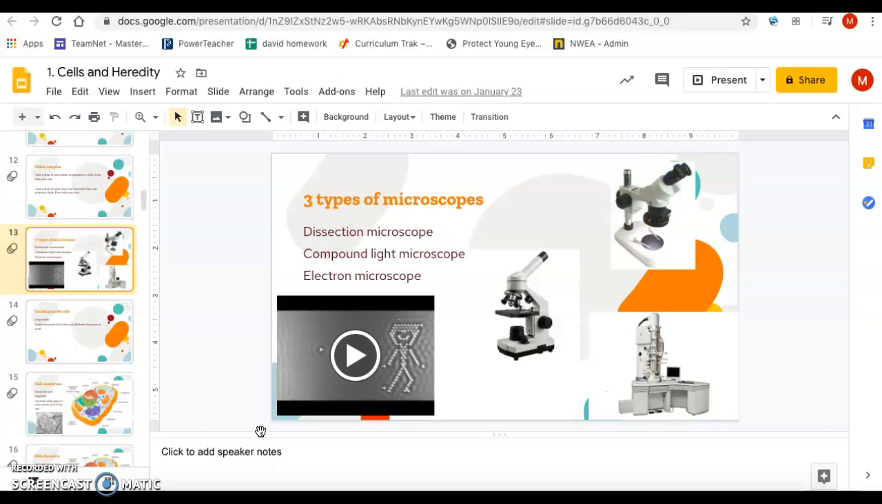Types of microscopes. This is a fun little video. This is the smallest stop motion video ever made. Those are actually individual little atoms right there. I believe it's IBM that made that.